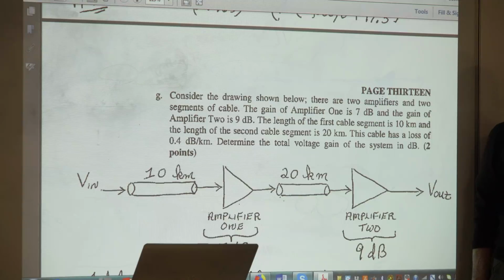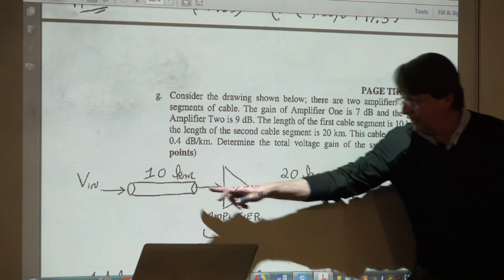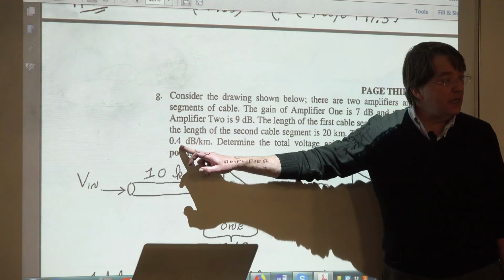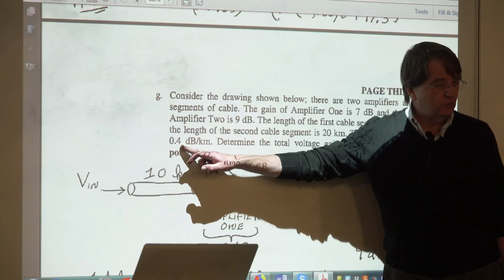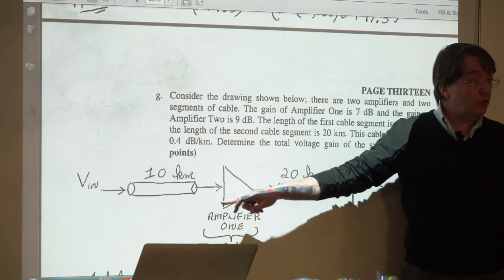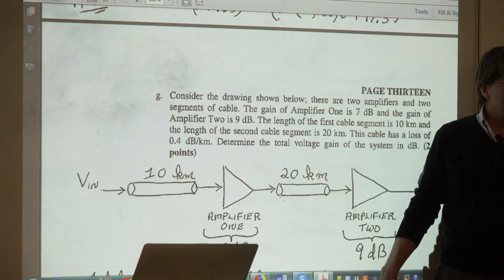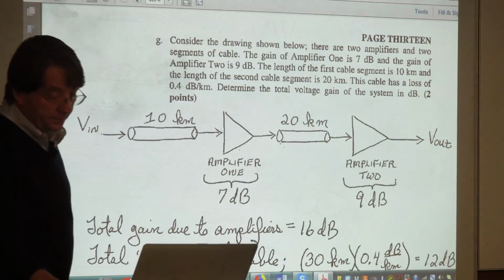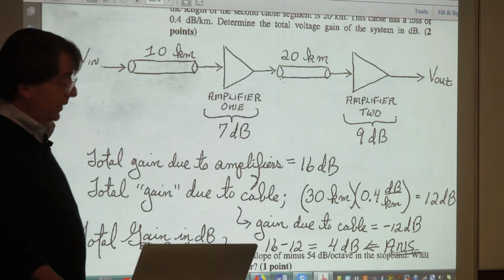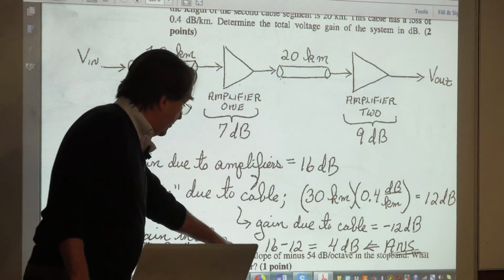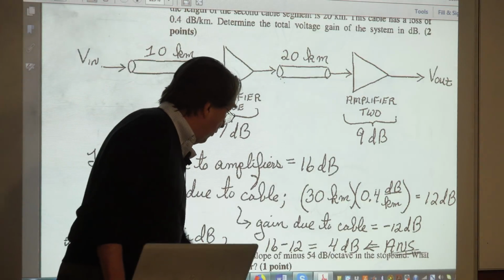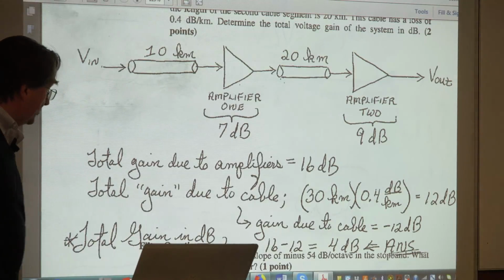All right? So what's the total gain? 7 plus 9, 16. Now, cables, the loss, 10 and 20 is 30 kilometers. 0.4 dB times 30. Is that 12? Just make sure that's minus. It's a loss. So what we have is 16, the 9 and the 7, minus 30 times 0.4. And we get 4 dB, positive. So that's the total gain.